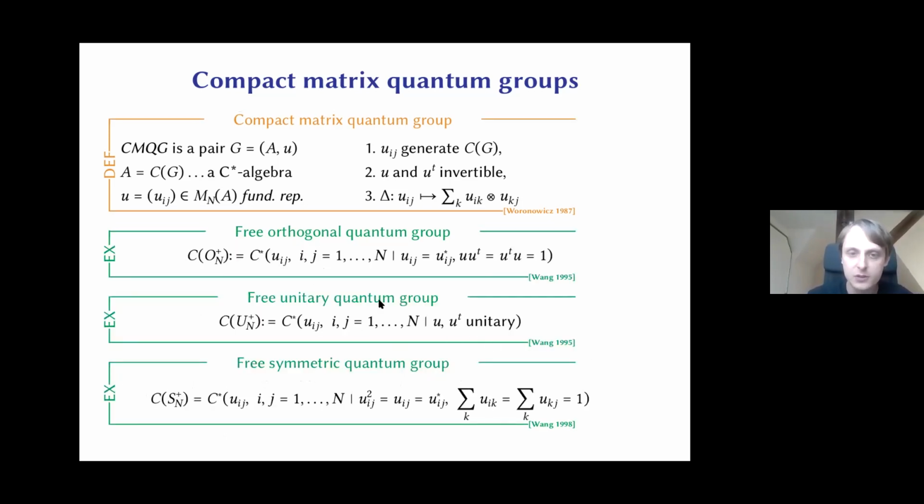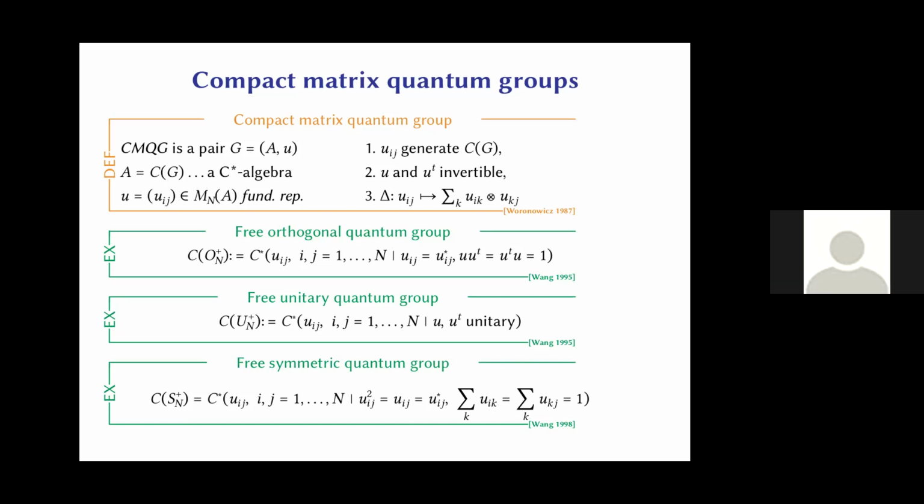For example, the free unitary quantum group, just the universal quantum group, such that this fundamental representation U is unitary. Or the free symmetric quantum group, where we have those relations. So those U_ij are not only self-adjoint, but also projections, and they sum up to 1 per row and per column. If you think about it, if those U_ij were numbers, this exactly means that all of them are zeros or ones, and this means that there is exactly one per row and column. So those are exactly the permutation matrices.